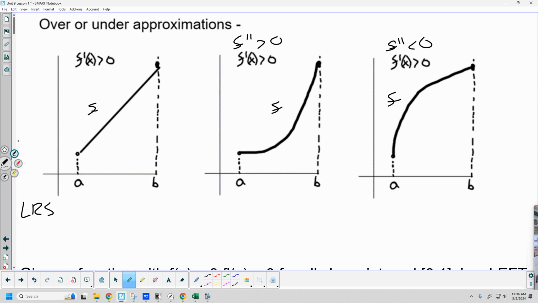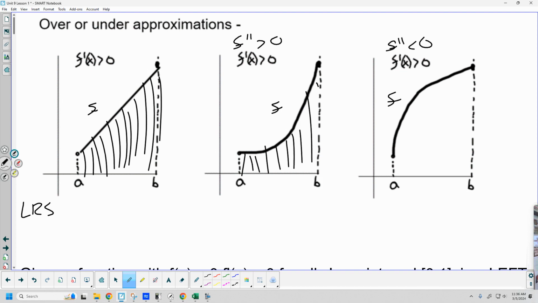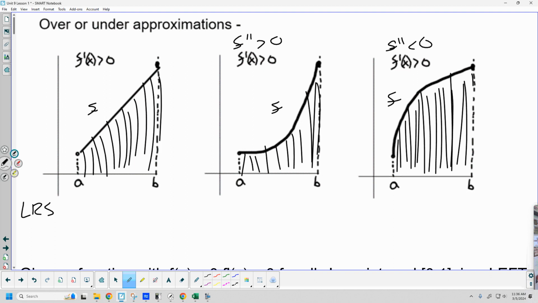Here is the actual area right here. Here is the actual area right here. Here is the actual area right here. Is a left Riemann sum going to produce an under, an over, or I'm not sure, it depends on the situation, approximation? Tell your neighbors. Figure this out. Think about it.